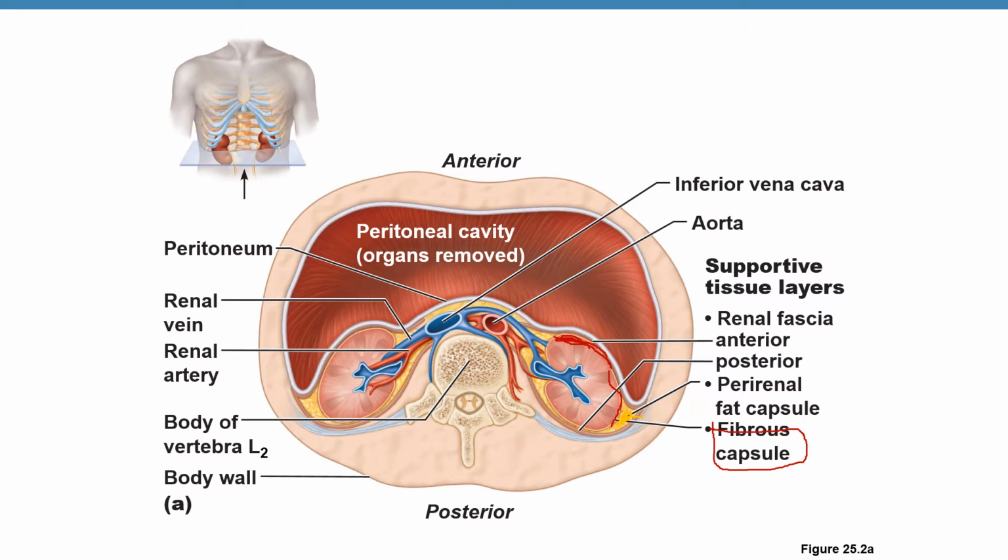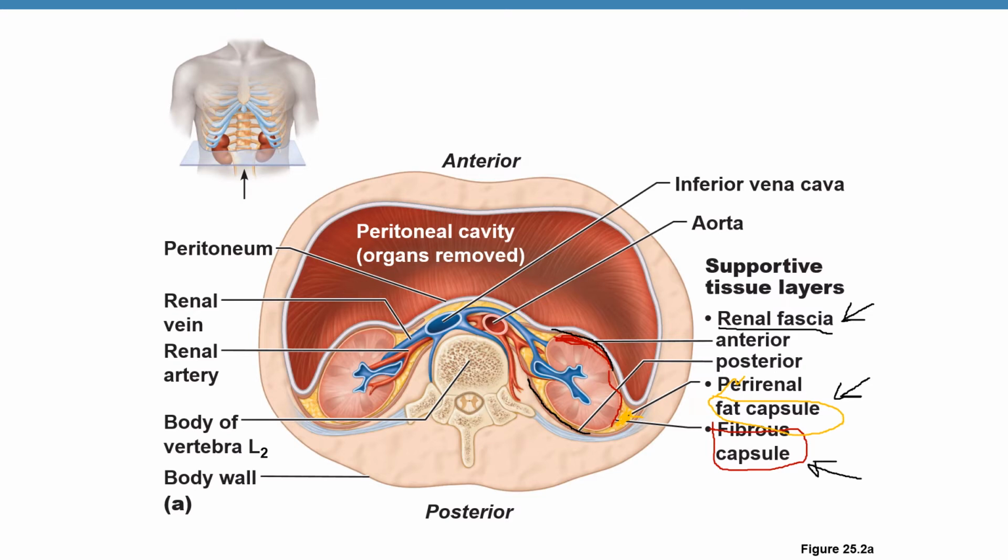Right there, fat capsule. And then this, like a brown structure, that's our fascia. And this is posterior renal fascia. And in the anterior side, you would have anterior renal fascia. So here's renal fascia, the most superficial fibrous layer. Then we have fat capsule deeper to renal fascia, and fibrous capsule is the deepest layer.